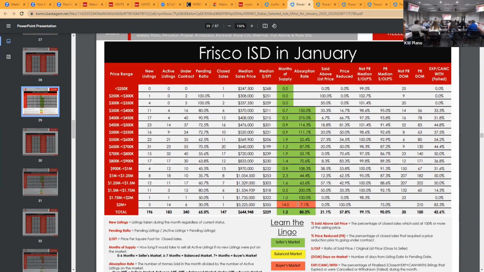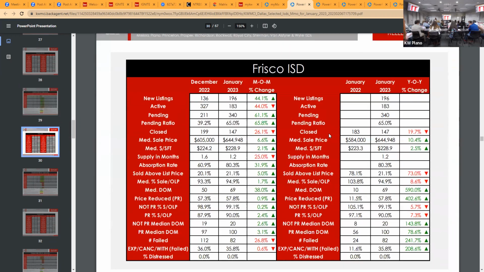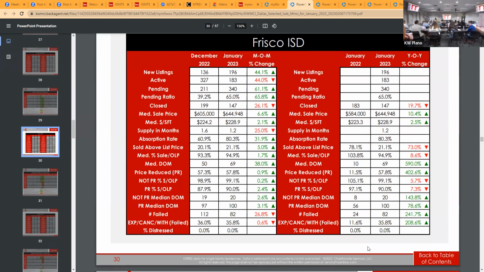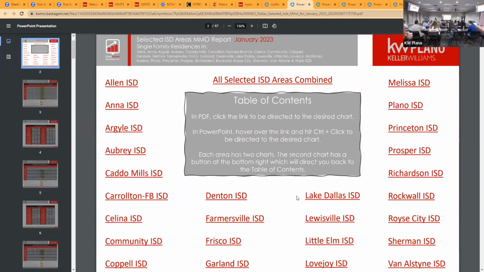I think the absorption rate is the percentage of what's sold, how quickly they're selling through. Yes. That's what I understand too. Okay, so here in the schools, it's the same information, all the same columns, same charts. So this is handy to have. And then you can go back to table of contents again and see all the different schools.